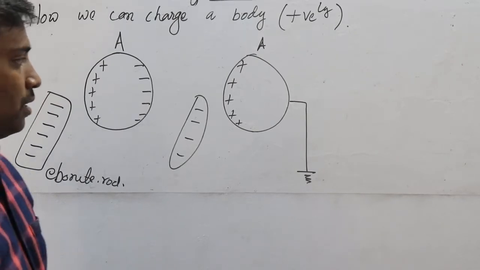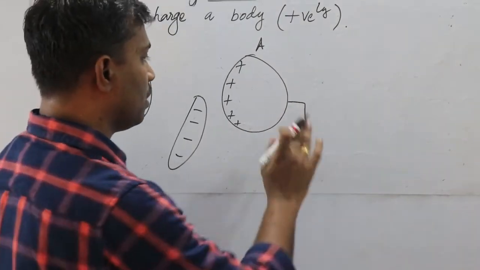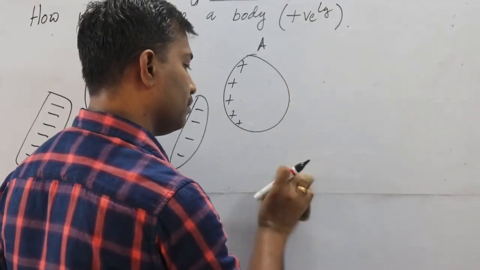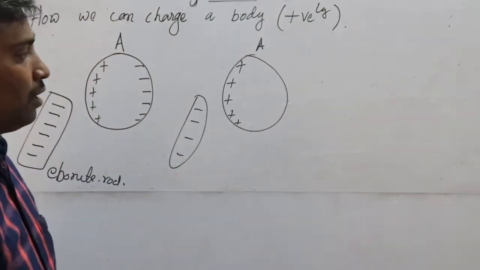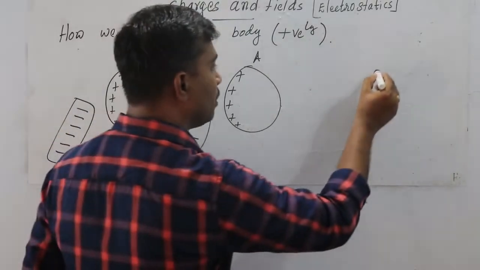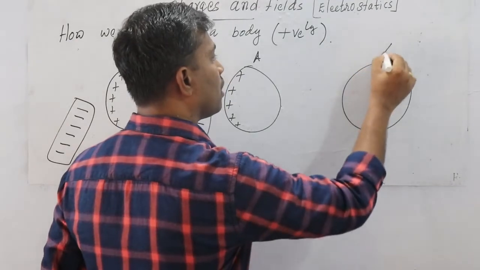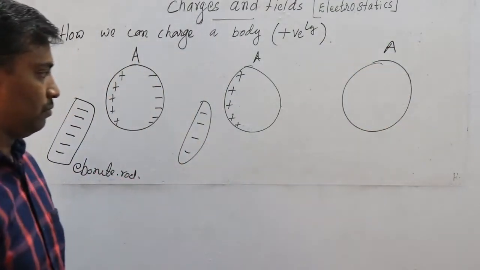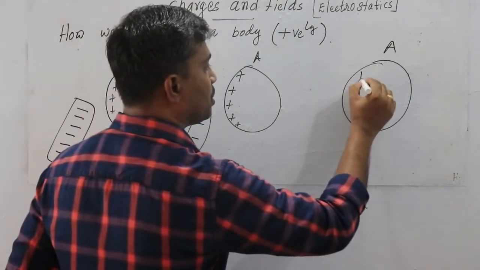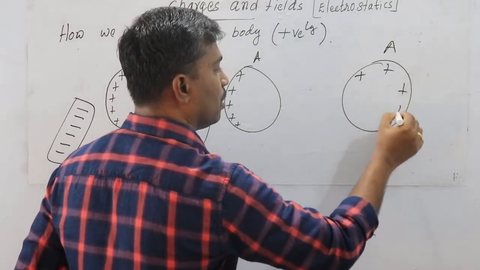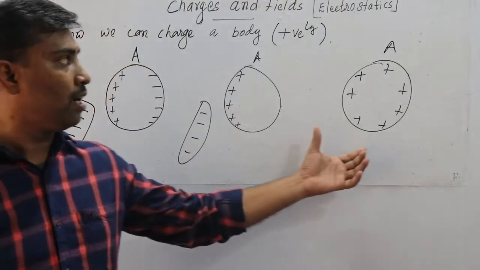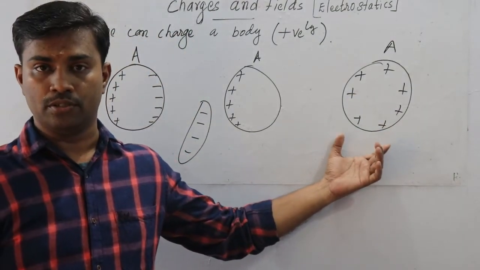The next process is that we remove the earth connection. Then we remove this ebonite rod. So the positive charge is distributed over the surface of the substance, and the body gets positively charged.